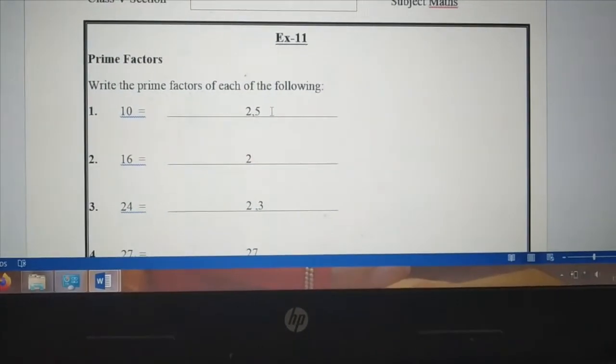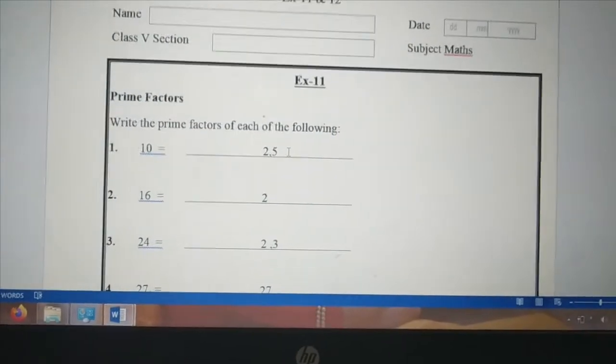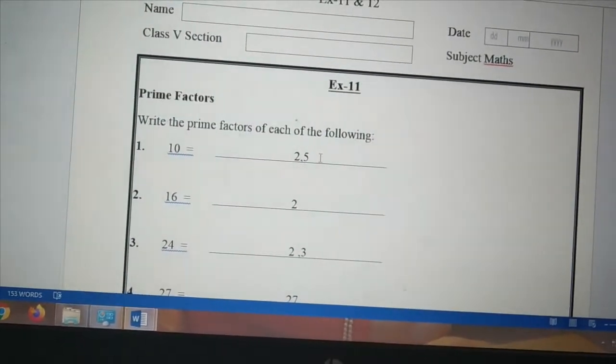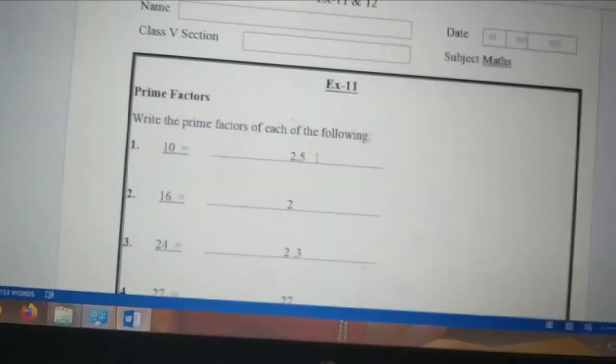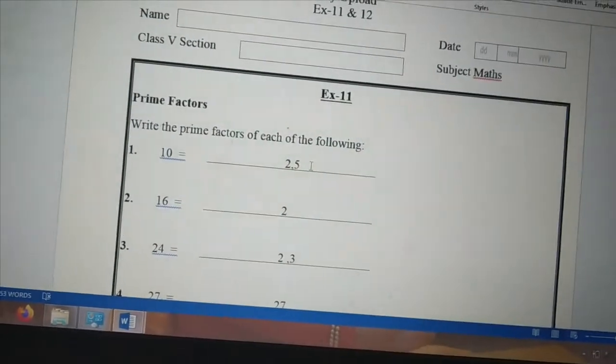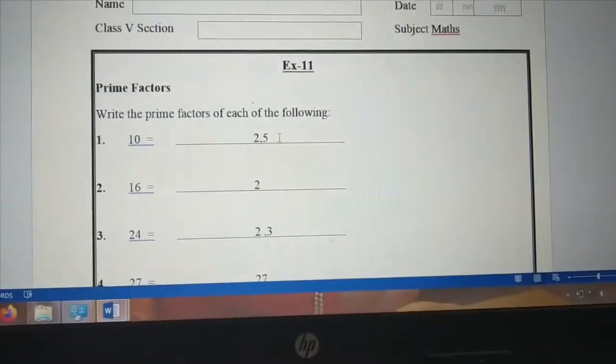So what is a prime number? Prime numbers are the numbers that are not divisible by any number except 1 and themselves. So some examples of prime numbers are 2, 3, 5, 7, 11, 13, 17, 23. These are prime numbers. So first you have to find the prime factors of 10.